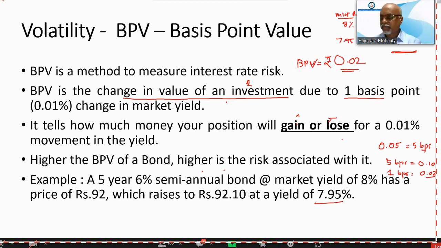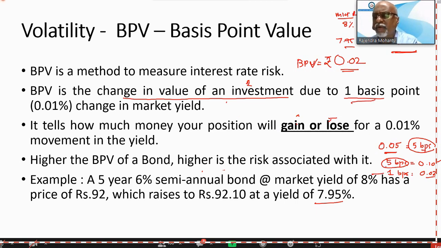Okay, fine. Once again, sir, please. What once again? This is simple arithmetic a class 4, class 5 student can do. Market rate change was 5 BPS, 0.05, from 8 to 7.95. So that is 5 BPS. For a 5 BPS change, the price has changed by 10 paisa. So we want BPV.